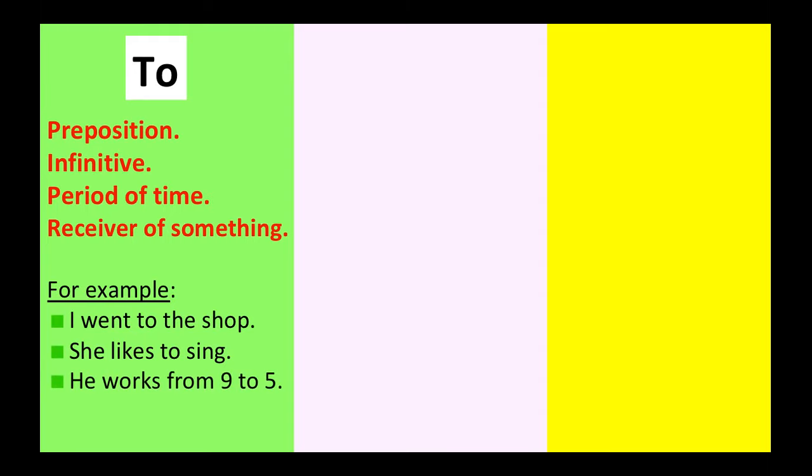He works from 9 to 5. Here, we are referring to a period of time. Ali gave the book to Alex. This example tells us the receiver of the book, Alex.